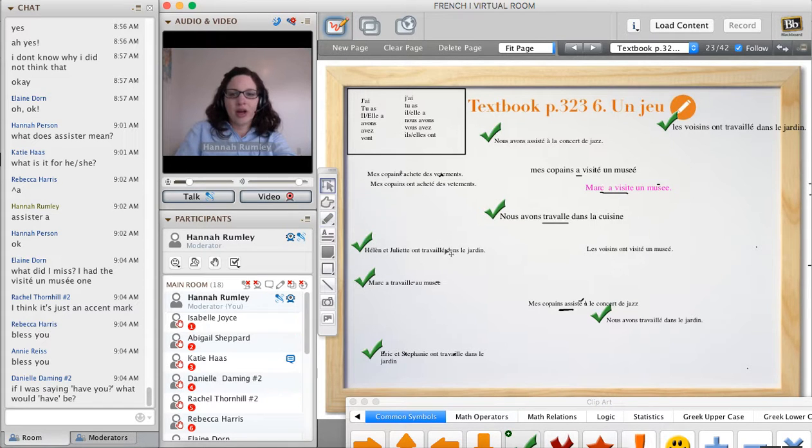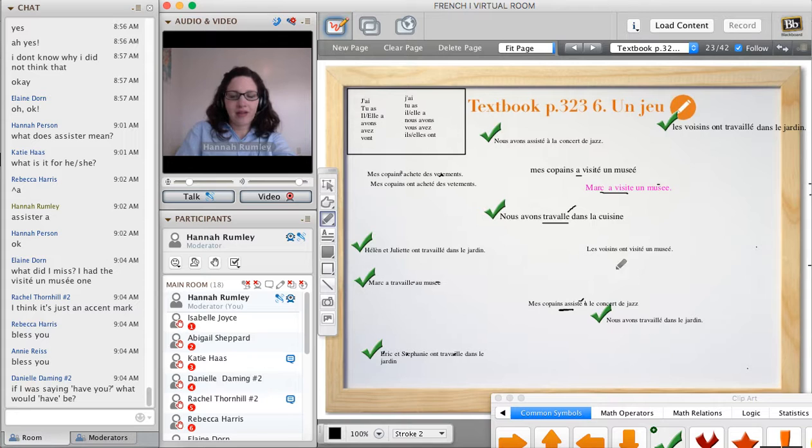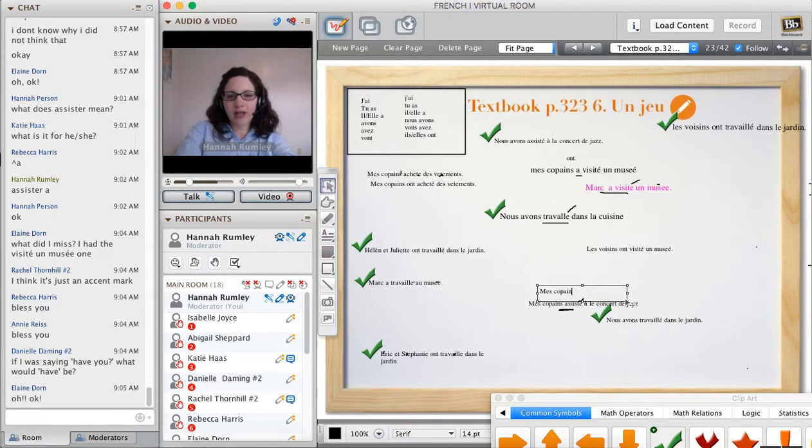Okay? This one needs to have an accent. This one needs to have an accent. This one should be mes copains ont visité. This one's missing your avoir. Mes copains ont assisté à le concert. Okay?